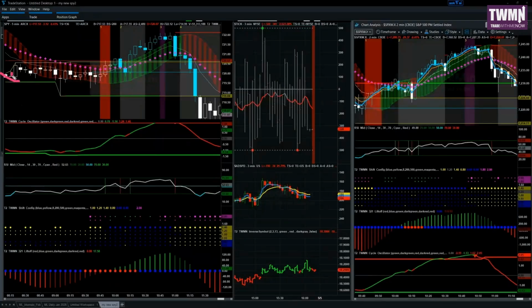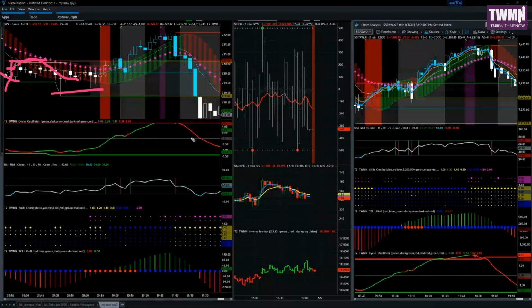All right, so gap down in the morning. First thing you want to look at, very first thing, what is the market doing? What did it do in the pre-market? Well, it gapped down. Here's your pre-market high. Here's your pre-market low. It gapped down and went down.